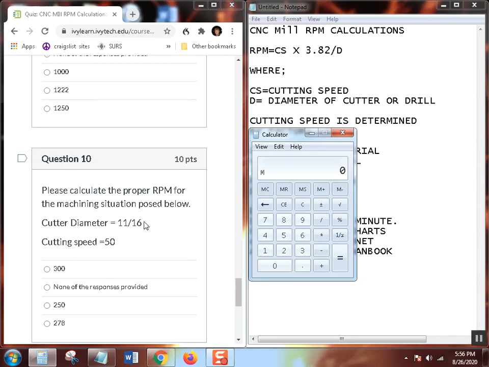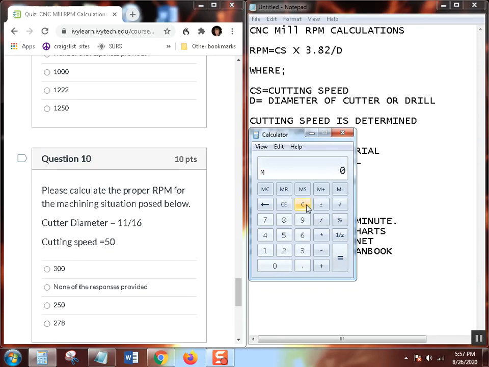All right, so what do we got here? We're going to take our cutting speed, which is 50, multiply it times our constant, 3.82, equals this, and divided by 11/16. Now 11/16 is 687 thousandths and 5 tenths, 0.6875. Now I showed you how to come up with that. So equals, boom. I got 278. Notice I rounded it up.